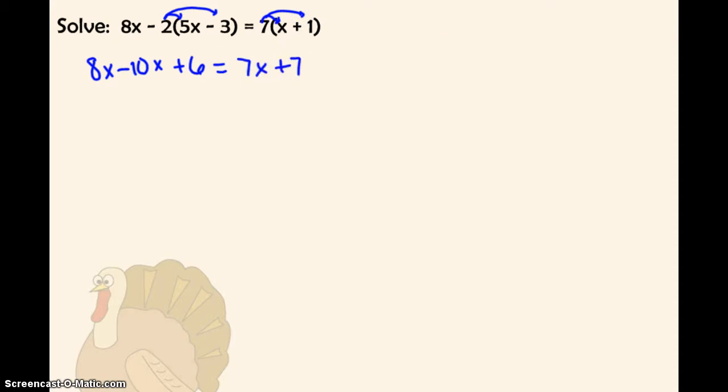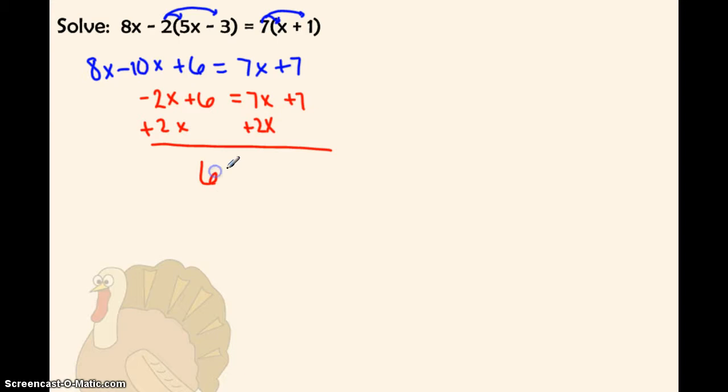We want to get the variables on one side and we can combine our like terms. So I'm going to add 2x here. So 6 equals 9x plus 7. Start to get the x by itself, subtract 7 from both sides. So negative 1 equals 9x, and divide by 9.